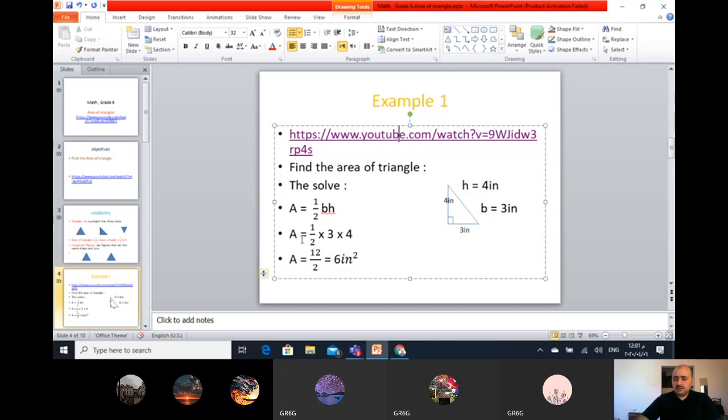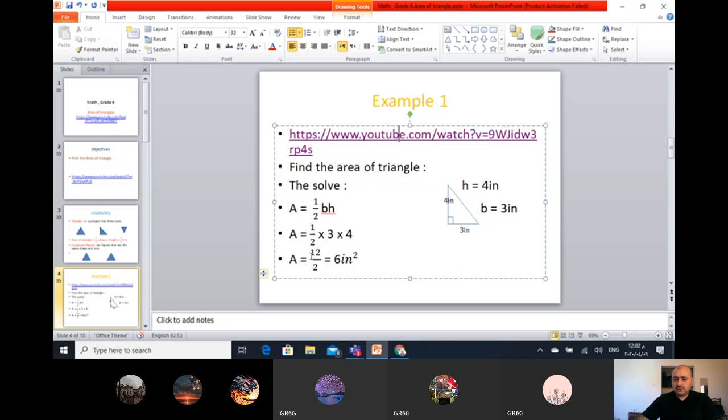Now A equals 1/2 times 3 times 4. How to solve this problem? You have many methods to solve this problem. For an easy way, you can multiply 3 times 4, which will be 12.